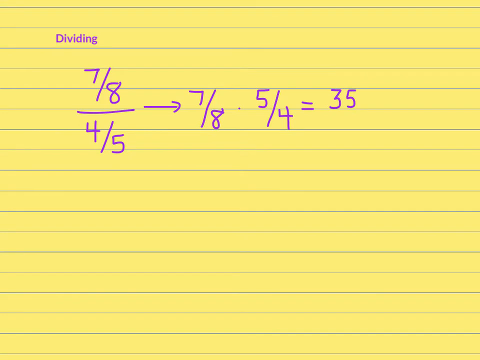Bottom times bottom is 32. And so the final answer there is just 35 over 32. And of course, if that could be reduced, we would do it.